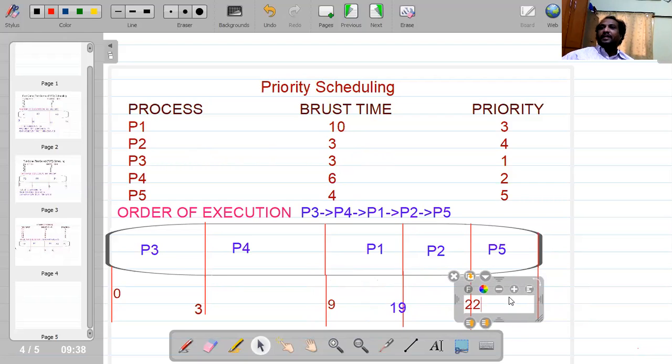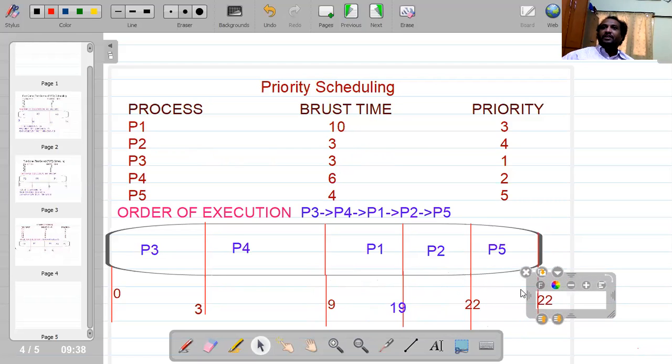Then at the 22nd millisecond, P5 is going to start. And P5, how much time is it going to take? 4. So 22 plus 4? 26. The total time taken is going to be 26 milliseconds.